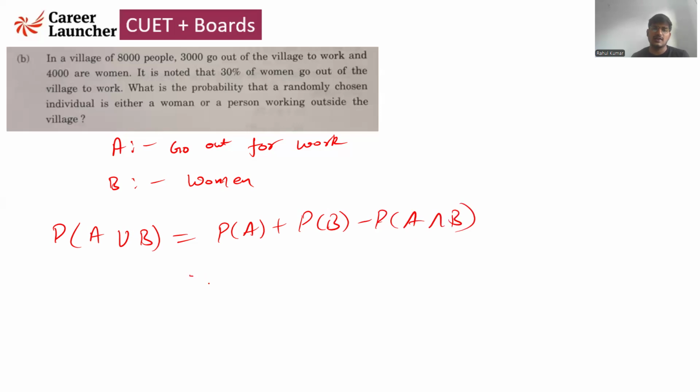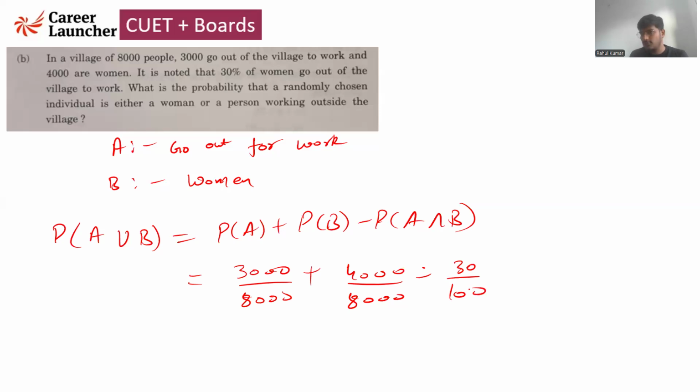If you can recognize this, then it is easy. So how many people go out of the village? It is 3,000 divided by 8,000. Then how many are women? 4,000 divided by 8,000. And the last one is how many percentage go out of the village? 30% only. Don't use 30%, that is only a number. If you find the probability, again you will get 3 by 10. From here, you can do some calculations.